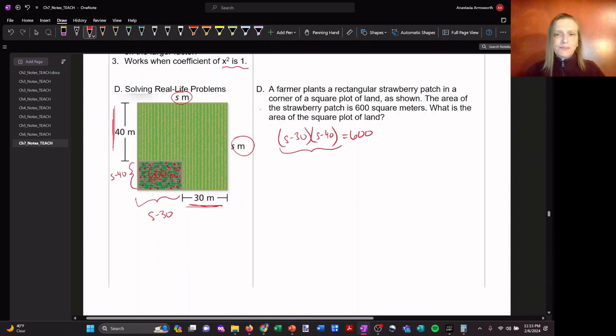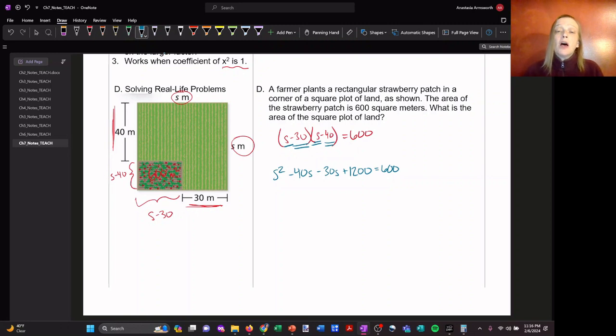So let's start with this. I'm just going to use FOIL. S times S is S squared. S times negative 40 is negative 40S. S times negative 30 is negative 30S. And negative 30 times negative 40 is positive 1,200. This whole thing is still equal to 600. All I did was expand, simplify this multiplication of polynomials here.